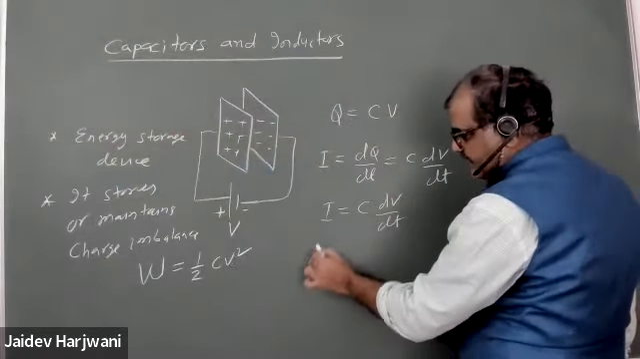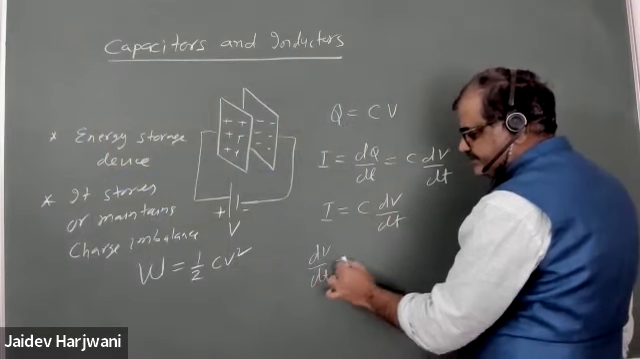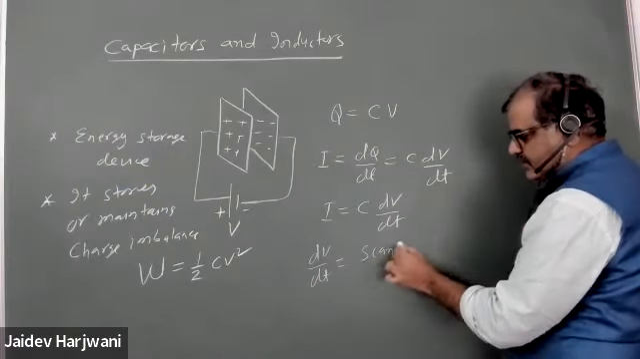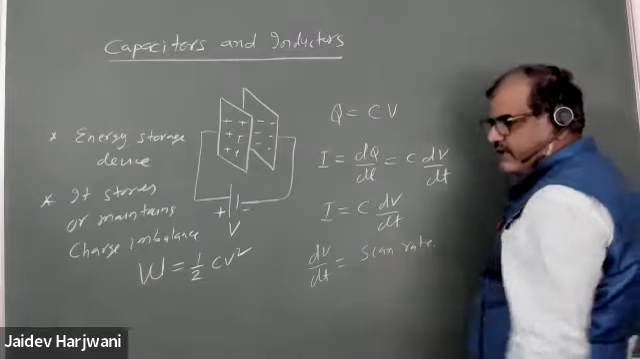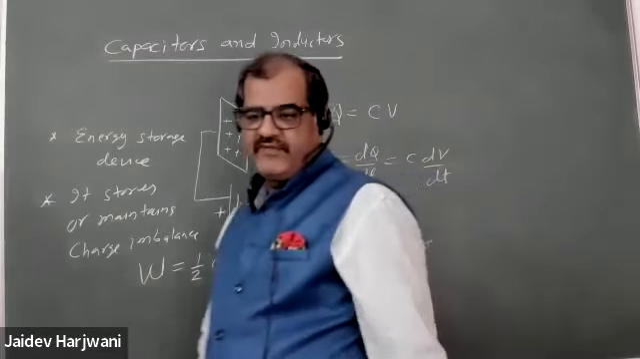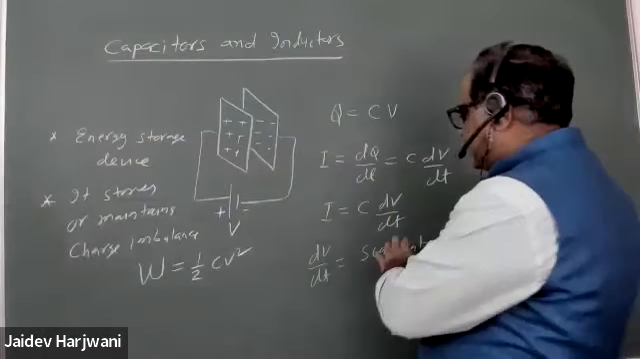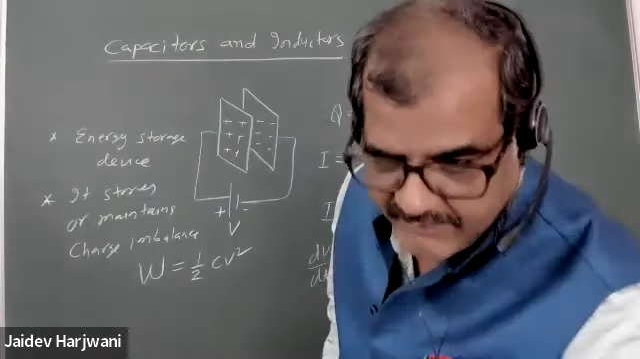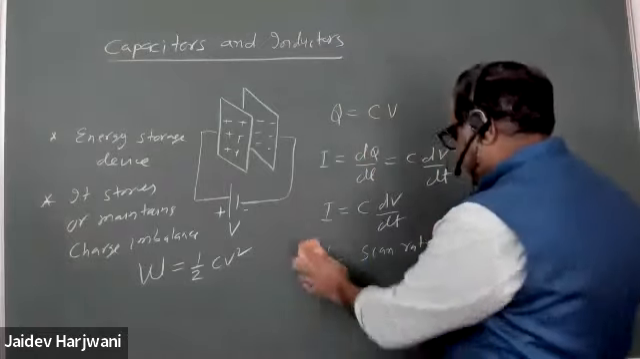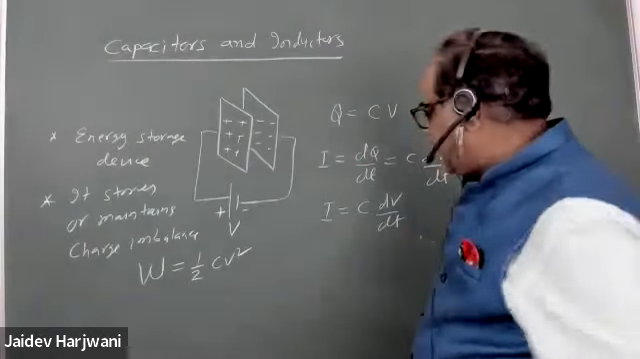And dV by dt is called scan rate. Scan rate means how the voltage is varying with time. That variation should be there. So if variation is there, I can calculate the current. But if it is a DC source, then I will be zero.